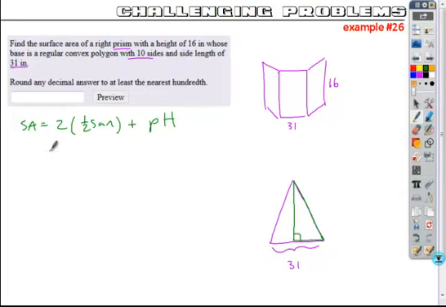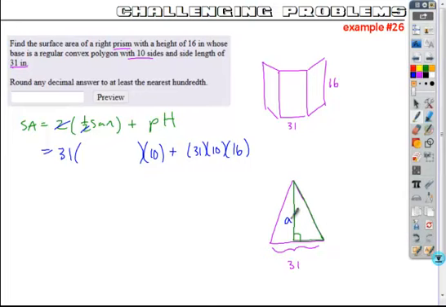So if I plug in the pieces that I know already, my 2's cancel. The side length was 31. I don't know my A value; I'll solve that here. My number of sides is 10. The perimeter is the length of each side times the number of sides, 10. So there's my total perimeter, and the height of my solid is 16. So I'm able to plug in all my pieces of information except this apothem measure.